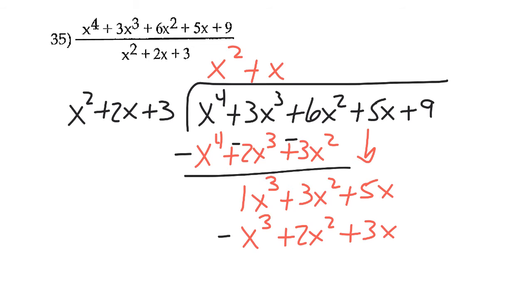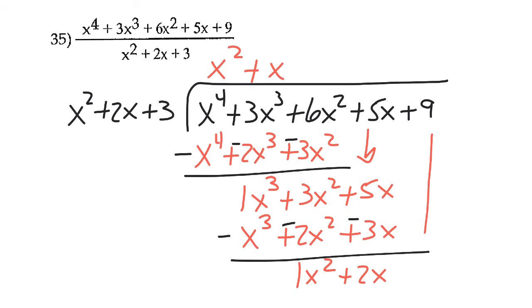Change the signs. Add down. We should have no x cubes. We should have 1x squared. We should have 2x. We'll bring down the 9, and we're going to finish this up one last time.